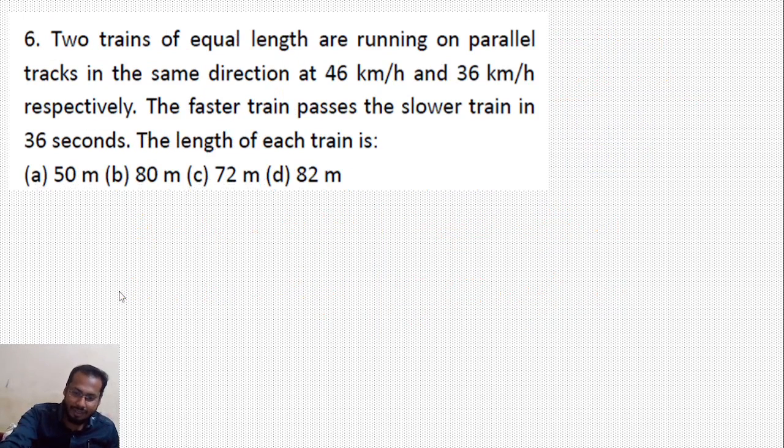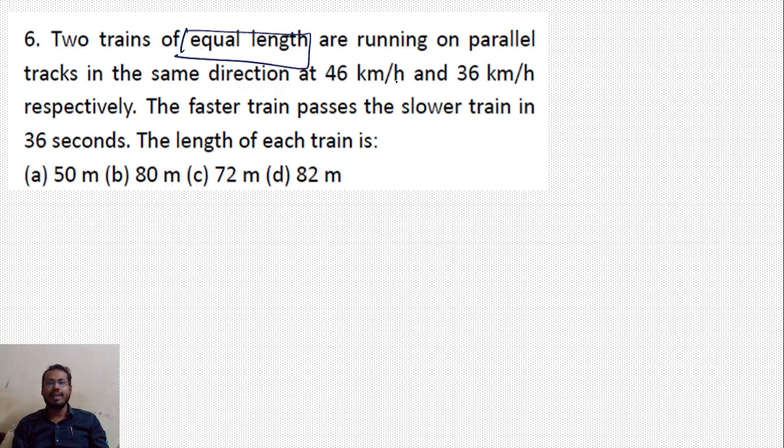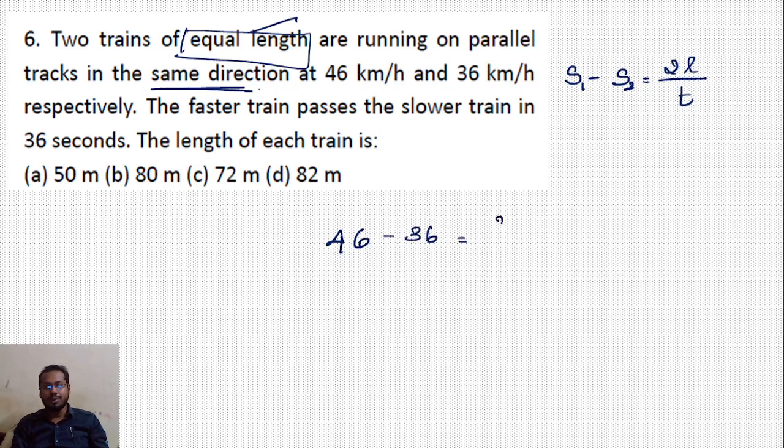That's it. Next question. Two trains of equal length are running on parallel tracks in the same direction. So what is the formula here? Two trains S1, S2, same direction means subtraction, right? So L1 plus L2, but here both are equal length, so both are L. So I can write this as 2L over T. That's it. So the two trains' speeds: 46 minus 36 is equal to 2 into L over how much time? 36 seconds. Okay, right.